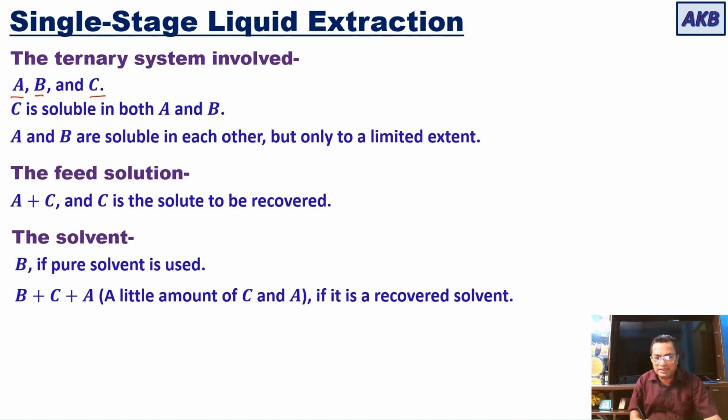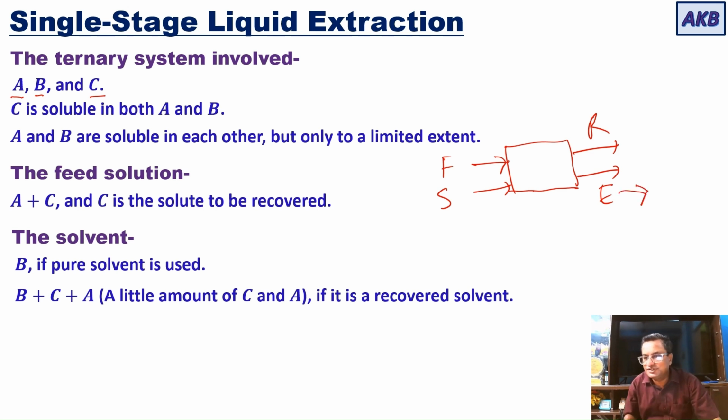Recovered solvent, that means, well, let me just tell you. Say you have used a fresh solvent in an operation, and you have obtained raffinate and extract phases. Then we need to recover solvent from the extract phase. For that, we need to use some other mass transfer operation. And as we understood previously, the most common mass transfer operation used for solvent recovery is distillation.